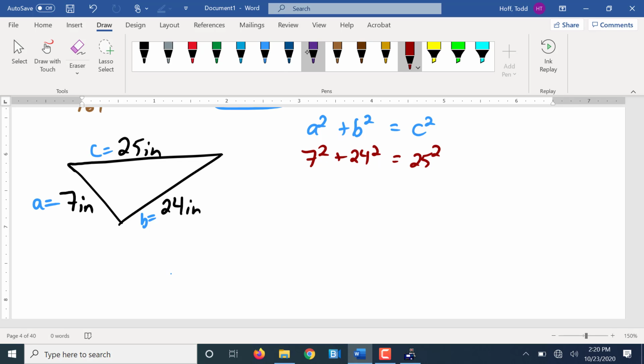What is 7 squared? 49. 24 squared? 576. That adds up to 625. What's 25 squared? 625. Okay.